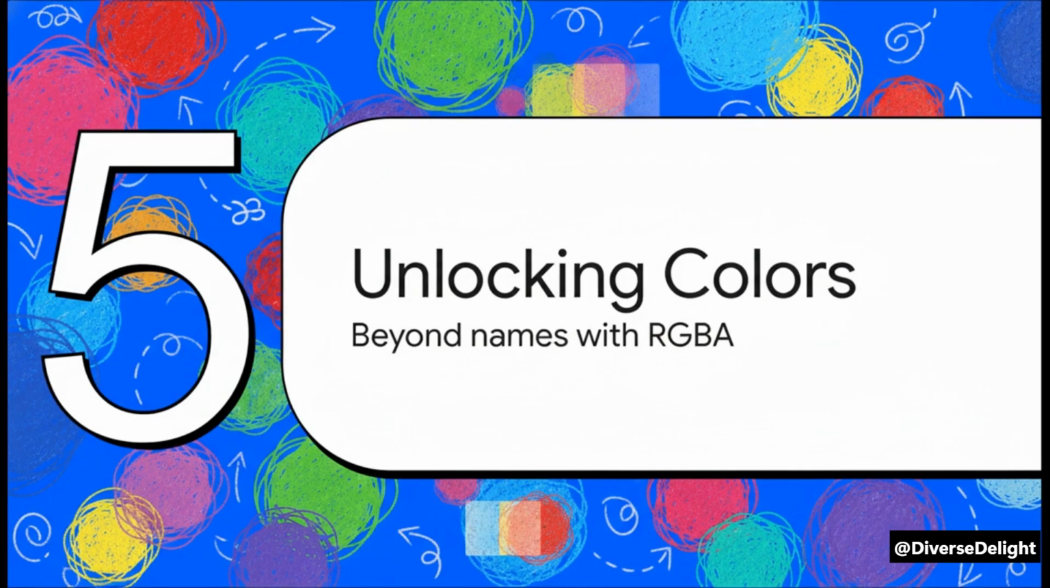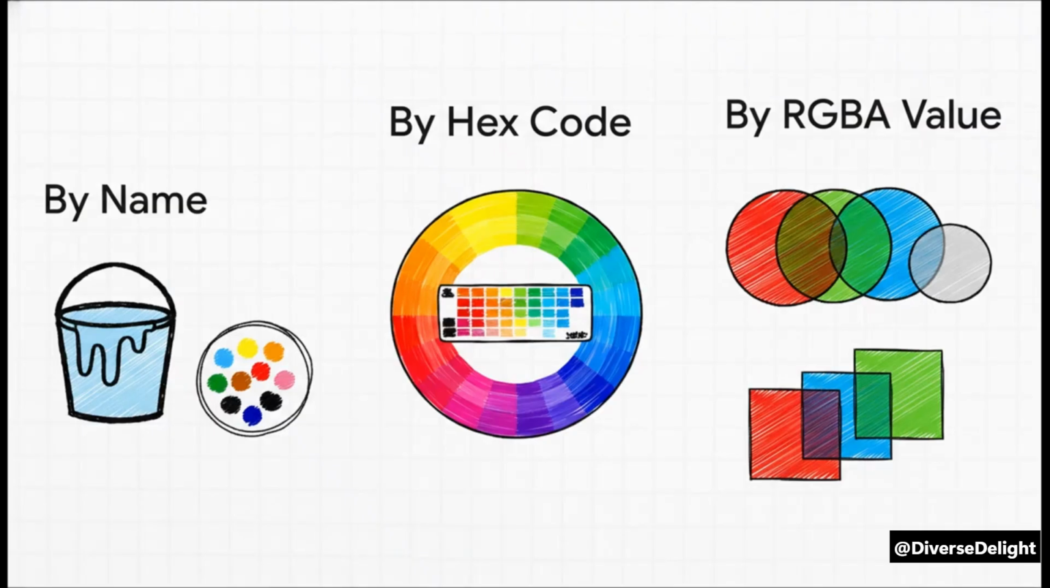Okay, for our final tool, we're diving into what is, for a lot of people, the most fun part of design: color. We're going to go way beyond simple color names and unlock a massive palette of options that even includes transparency. So in CSS, you've got a few ways to handle color. You can use simple names like aqua, which is easy but pretty limited. You can use hex codes, which gives you a lot more choice.